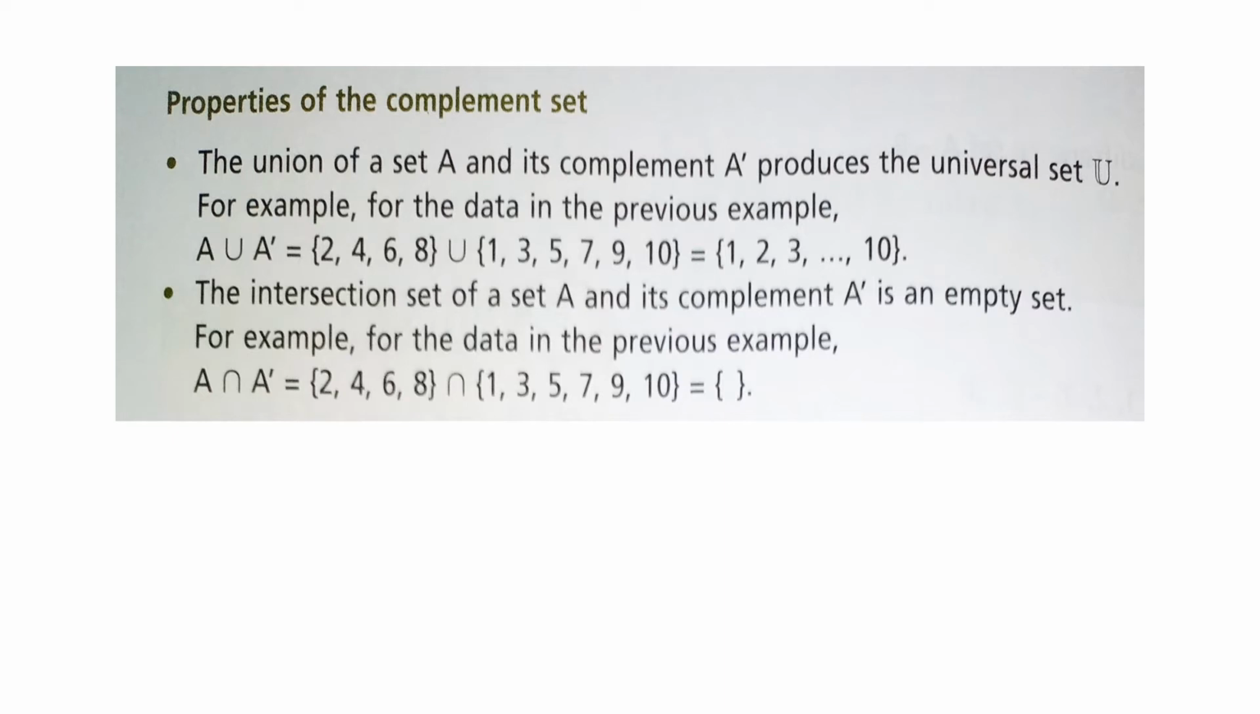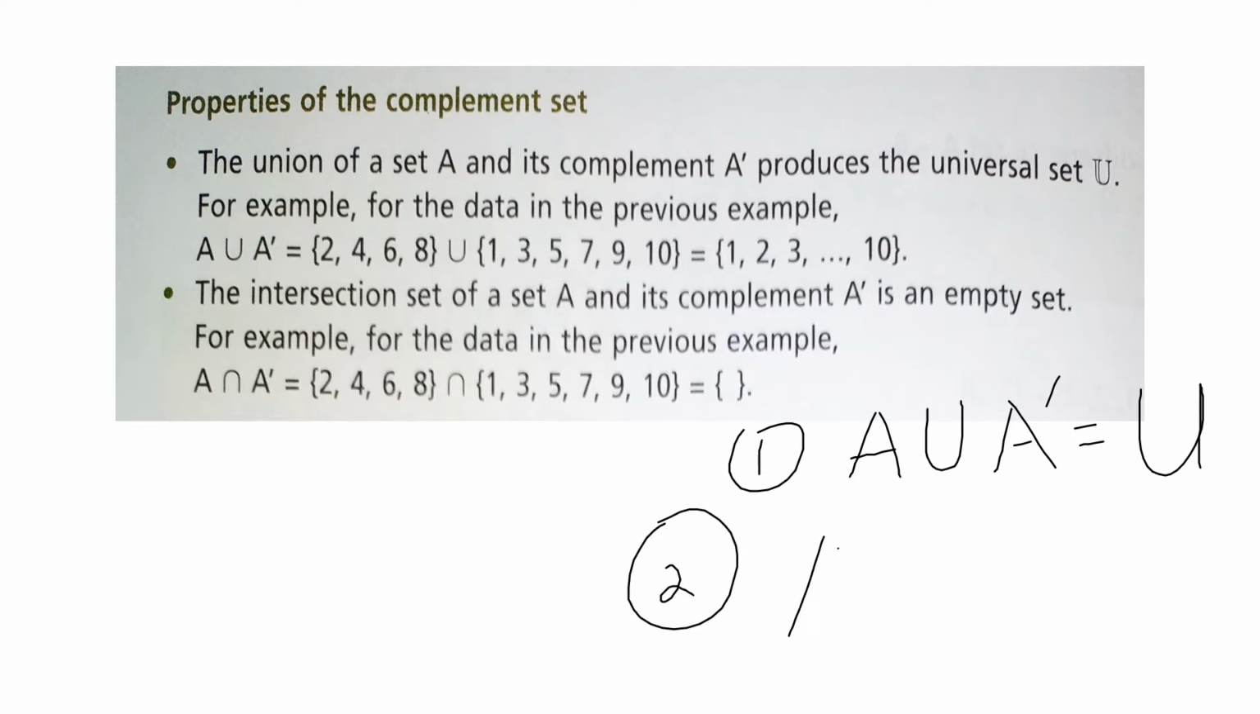Now these are some properties of complement sets. The first one is that the union of set A and its complement produces the universal set. It means that whenever you take the union of set A and its complement, it always gives us the universal set. So you have to remember this property. And the second one is that the intersection of A and its complement is always an empty set. So you have to remember these two properties: the union of A and its complement always gives the universal set, and the intersection of A and its complement gives an empty set.